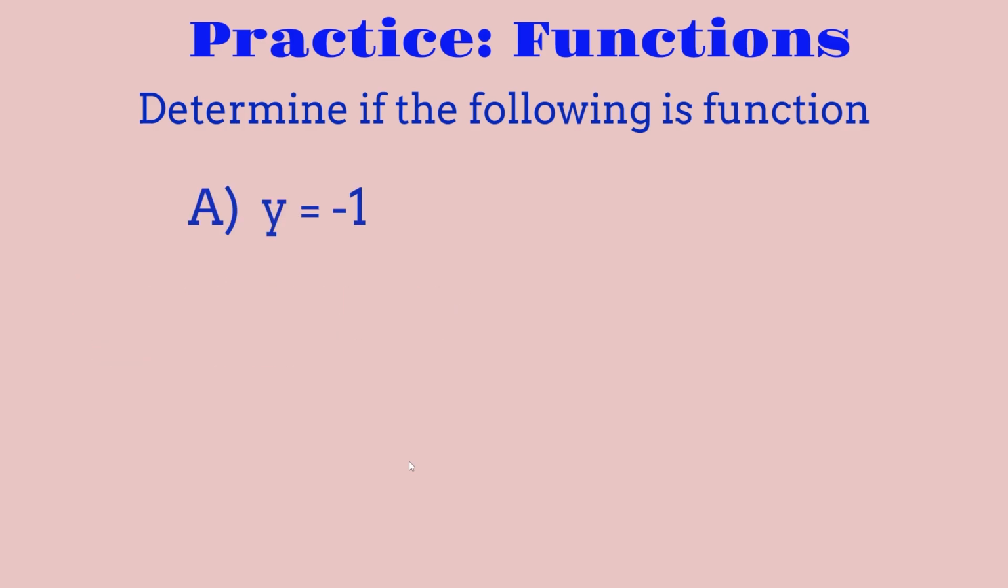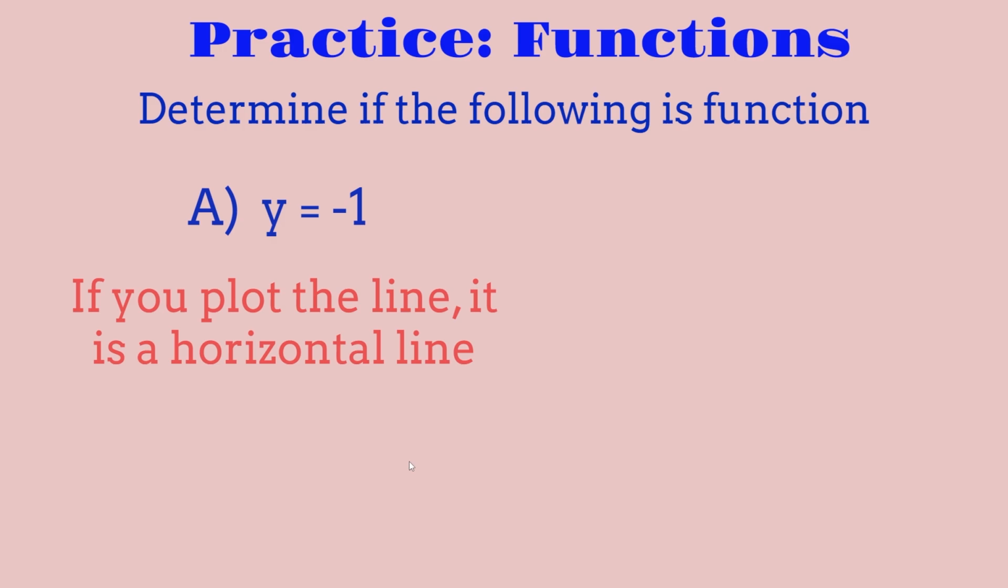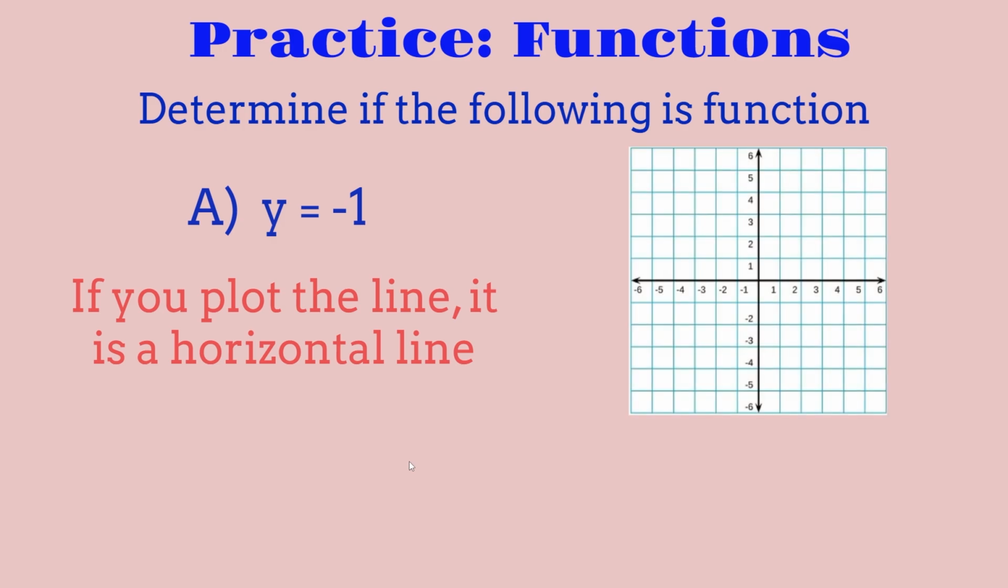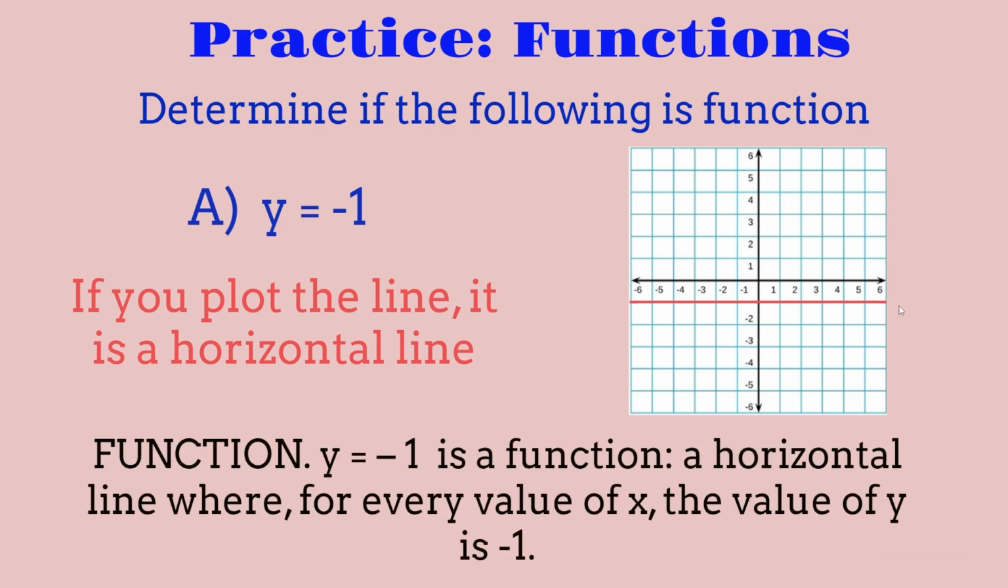So continuing, determine if the following is a function. So the question that we get is y is equal to -1. So is this a function or not? So let's see if it is or not. Let's just plot this onto an actual graph, and we can see that once we plot it, it looks like a horizontal line. So we have a graph here, and if we put y is equal to -1, then we have a horizontal line. So this is actually a function, and this is because for a horizontal line, every single x value has a value of -1. So every single x value is connected to only one output, which is -1. So that means this is a function.